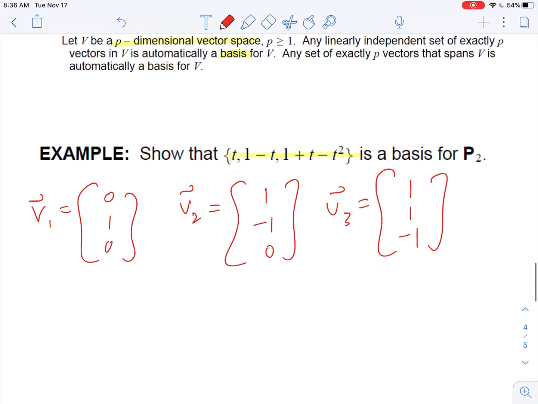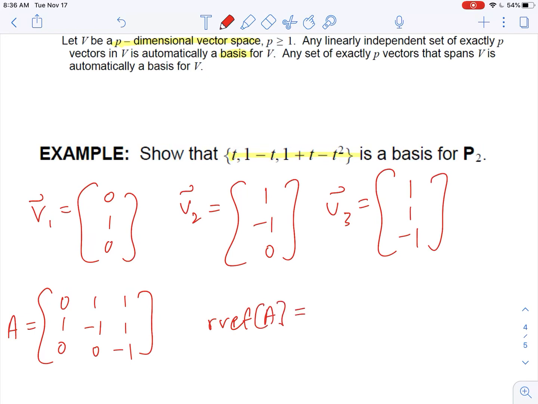Now let's take these 3 vectors and consider them as one 3 by 3 matrix. We're just going to define this as A. What would the reduced row echelon form of A give us? If we're looking at reducing this, the unique idea is that it ends up spitting out exactly the identity matrix.